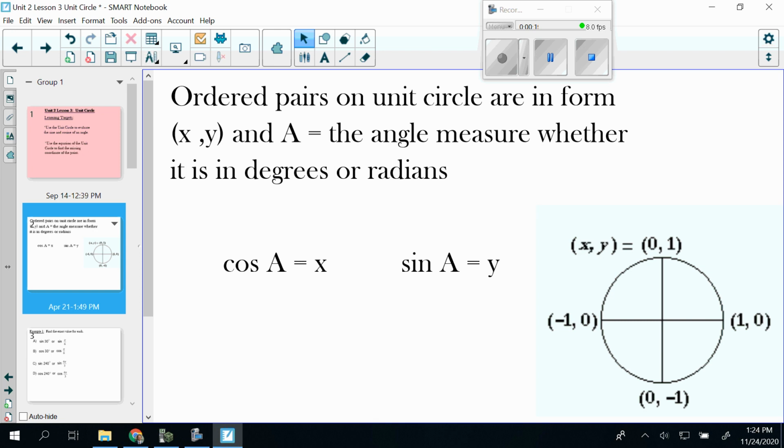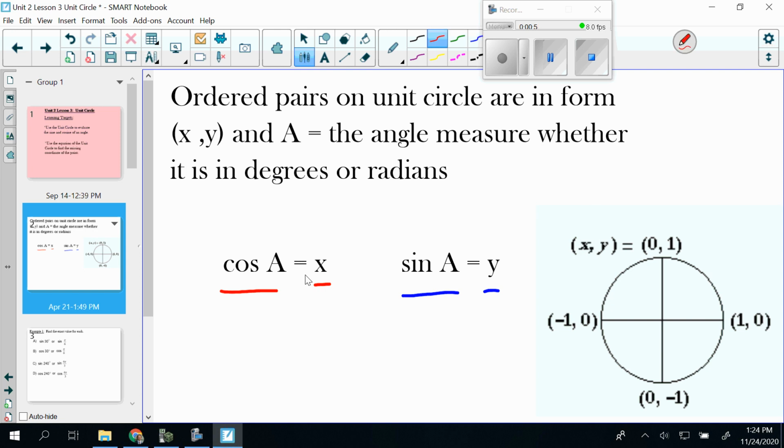Ordered pairs on a unit circle are always in the form of an x, y, because x is your left to right, y is your up and down vertical part to it. And let's let A be the angle measure in either degrees or radians, doesn't matter. On a unit circle then, your x coordinate will be the cosine value of whatever the angle is, and your y value will be sine of whatever that angle is.